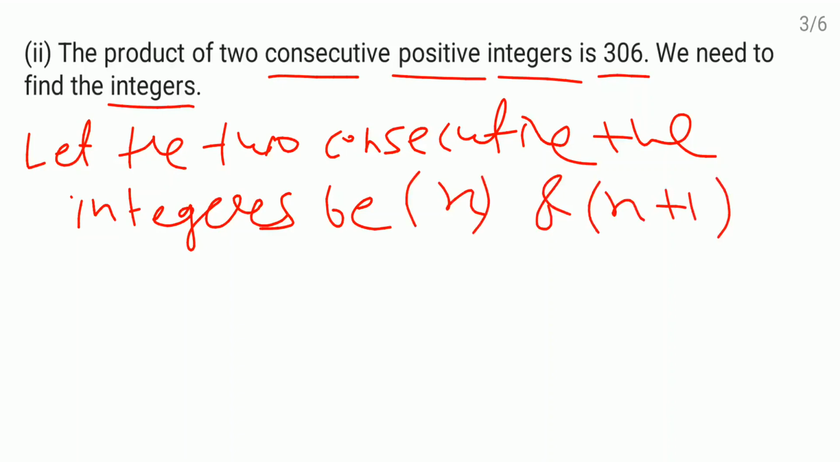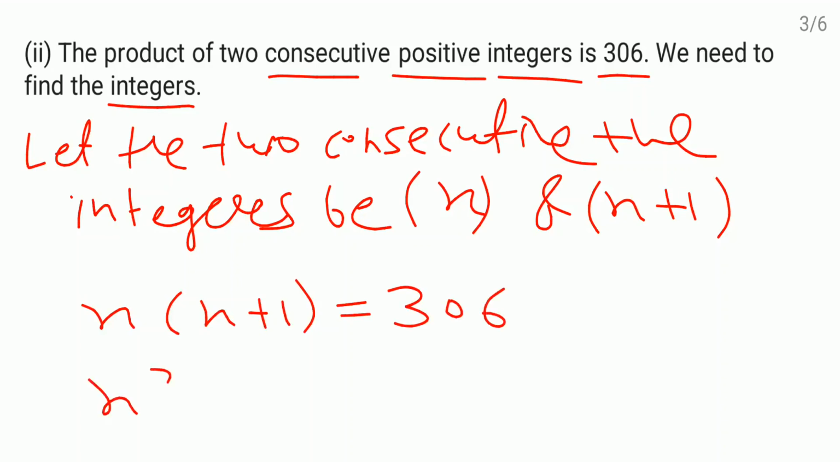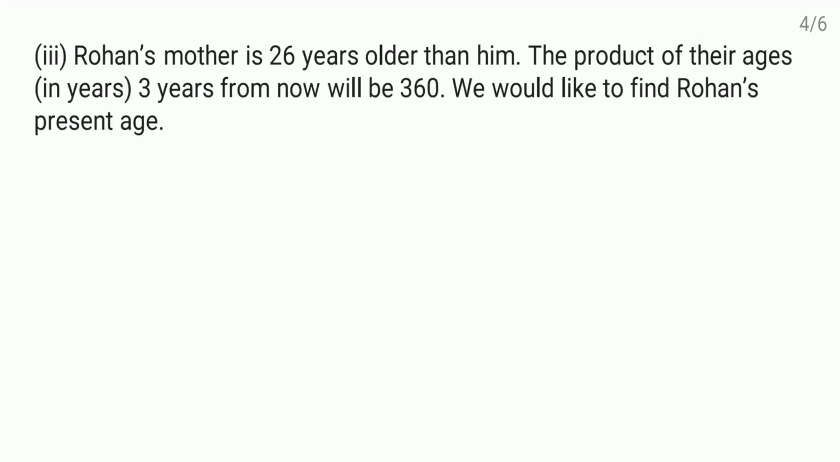These two integers we'll consider, right? Now they are saying product of them. So according to the condition, product of them, x into x plus 1, is 306. So here x square plus x, 306 will bring this side, which is equal to 0. We got the quadratic equation, right? Now this one is a quadratic equation for the given situation, correct? Let us see the third one.